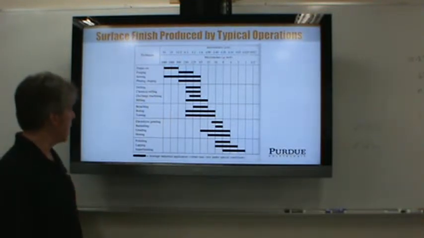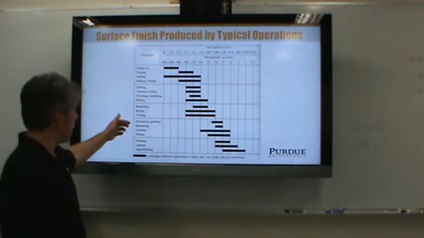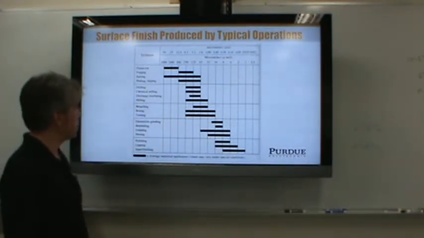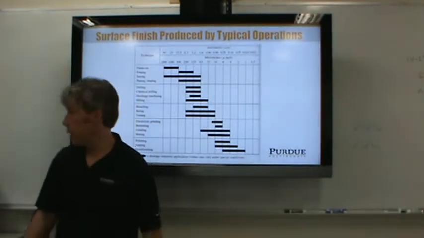So anyway, typically a journal on a crankshaft is polished or lapped. That's pretty common. The reason is because you need a fairly fine surface finish on the journals.